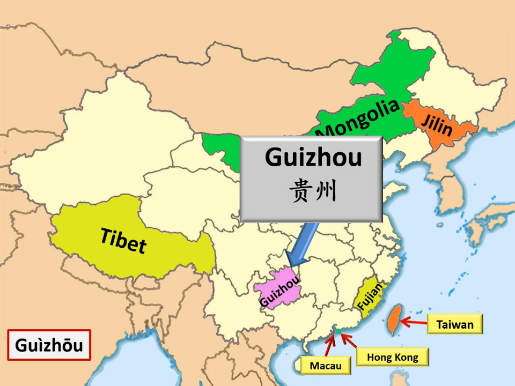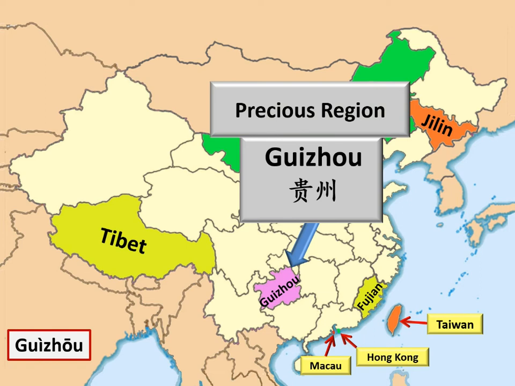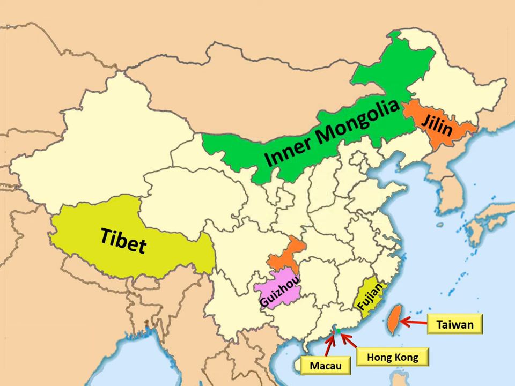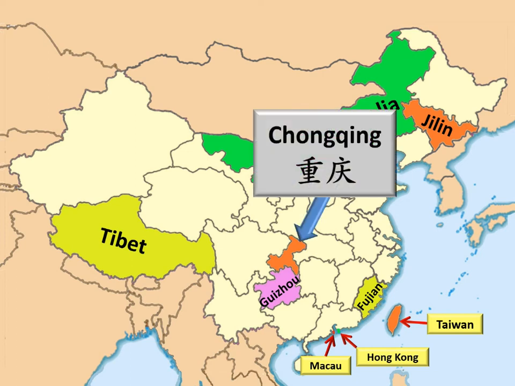Guizhou is a mountainous province of stunning beauty, sometimes compared to Switzerland. Although its economy is weak, it is the home to numerous ethnic minorities and is rich in culture. So consider the name Precious Region appropriate for Guizhou province. Remember Guizhou. Just north of Guizhou, we reach our next administrative area, Chongqing. Officially designated as one of the four municipalities that are not part of provinces, Chongqing challenges the semantics of that term.